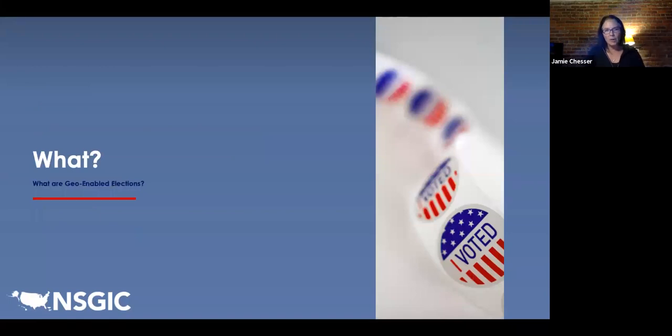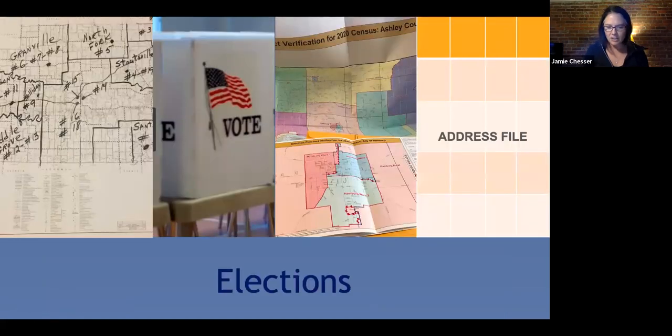So what are geo-enabled elections? Let's start at the beginning. To answer this question, we must first break down the term. And let's start with elections. Elections are complicated. Elections are political. Elections are interesting. There are so many different facets. And the rules are extremely specific, most found in state statute. And we're seeing now that some of the rules are changing due to COVID-19, both through the legislatures and executive order by governors.